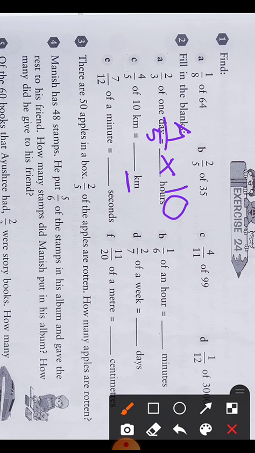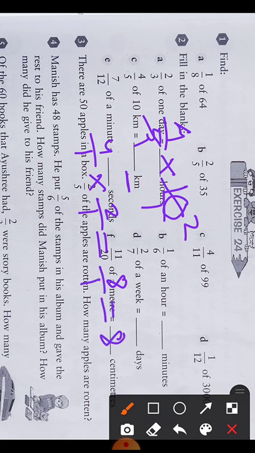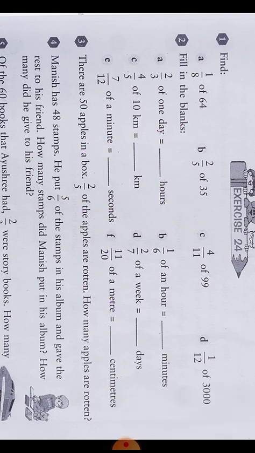So you know 5 1 is 5 and 5 2 is 10. What is left? 4 by 1 into 2 by 1. So 4 into 2 will give you 8 by 1, which means 8 kilometers. So you write here 8 kilometers.